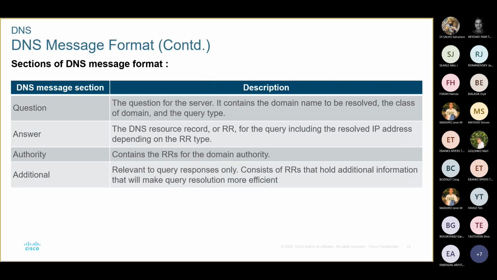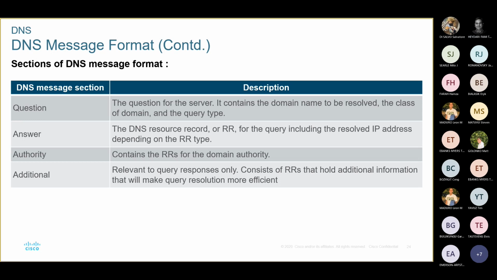So the fields include question, answer, authority, and additional. What is important for you at this stage is question and answer. Question, as the name suggests, tells you that I am after www.wahidhaidari.com. Do you know the mapping or the IP for it? And the answer is going to be a message that you're going to receive sent by some authoritative DNS server saying that, hi, yes, I know him, and this is his IP.